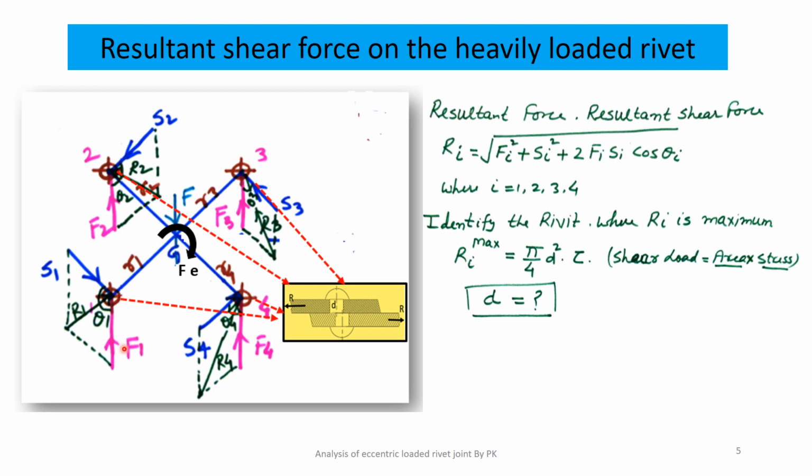If F and S are the same for all the rivets, then cos theta i is the deciding factor on which rivet the resultant force is maximum. Where theta i is minimum, cos theta i is maximum, that is 1, and on that rivet the resultant force is maximum. This is the case when F and S are the same on all the rivets. So we decide on the basis of theta: where theta is minimum, on that rivet the resultant force is maximum. Now we see the crushing failure of the rivet in the next slide.